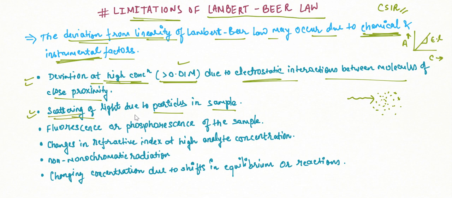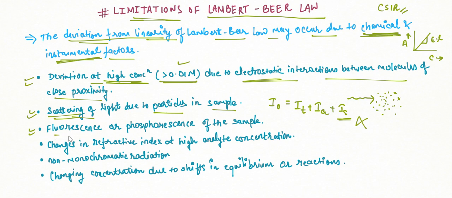Okay, so if the solute or the solvent in the medium is scattering light, then what will happen? Some kind of turbidity. Then what is going to happen? If the light is scattered, then we cannot say the incident light is equal to the transmitted light plus the absorbed light, because some of the light is also scattered. So this law is not going to apply in that case also.